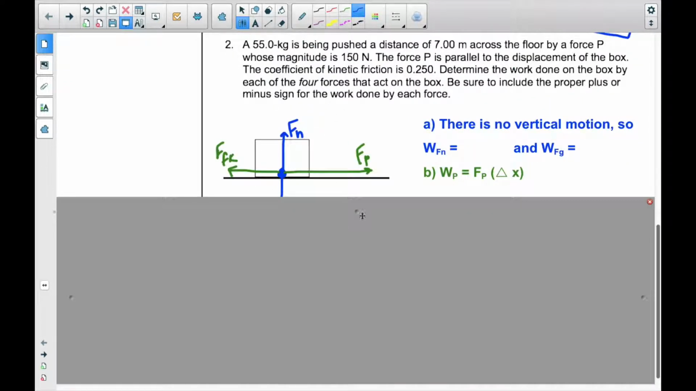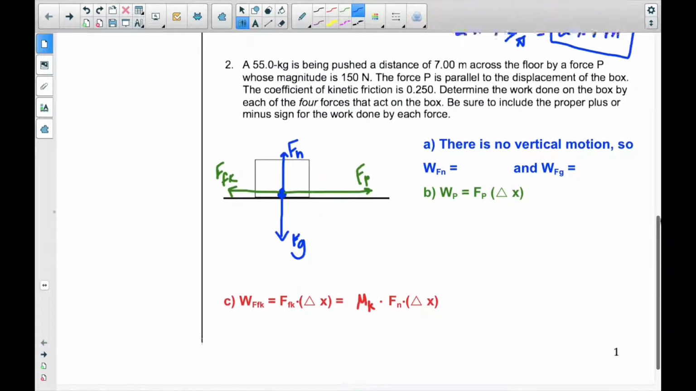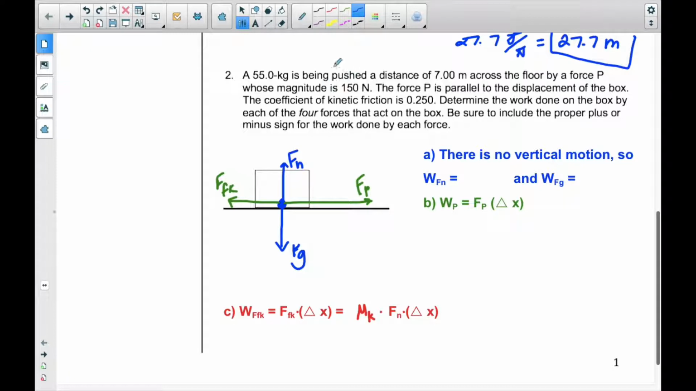A 55 kilogram box is being pushed a distance of 7 meters across the floor by a force P whose magnitude is 150 newtons. The force P is parallel to the displacement of the box. The coefficient of kinetic friction is 0.25. Determine the work done on the box by each of the 4 forces that act on the box. Be sure to include the proper plus or minus sign for the work done by each force.